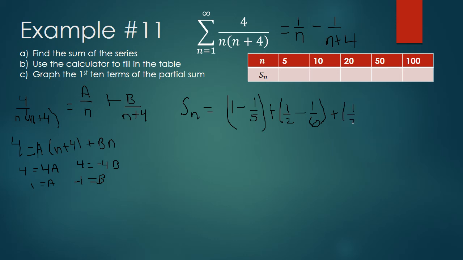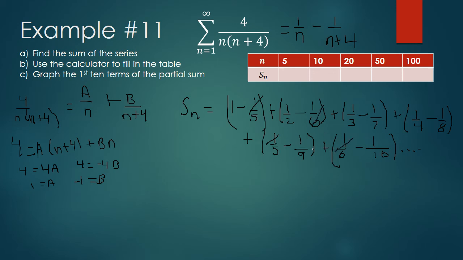plus 1/3 minus 1/7, plus 1/4 minus 1/8, plus 1/5 minus 1/9, plus 1/6 minus 1/10, and so on. So the 1/5 cancels the 1/5. The 1/6 cancels the 1/6.